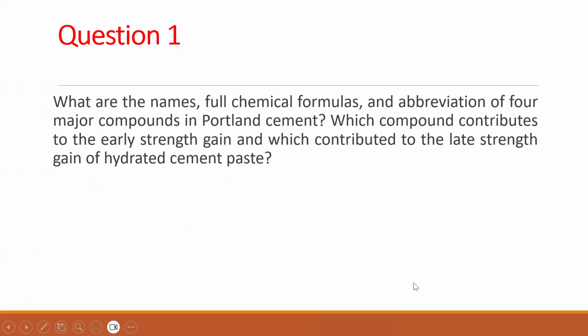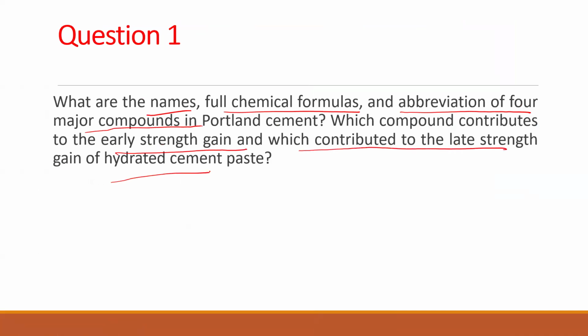What are the names, full chemical formula, and the abbreviation of 4 major compounds in Portland cement? Which compound contributes to the early strength gain, and which contributes to the late strength gain? So the first part, we'll do together. Can you tell me which compound is contributing to early strength gain? We have 4 compounds, C3S, C2S, C3A, C4AF. Which is contributing to the early strength gain? Is it C3S? Yes, that is C3S.